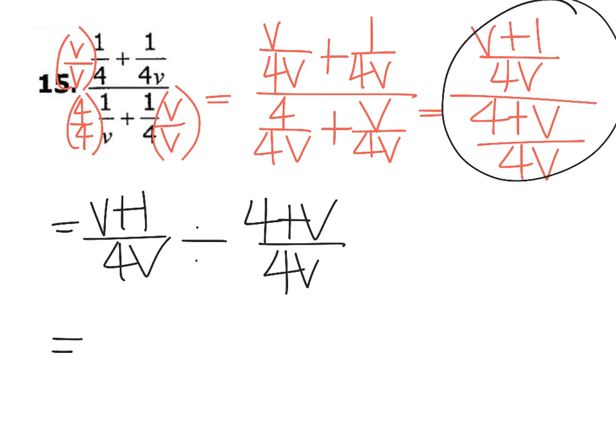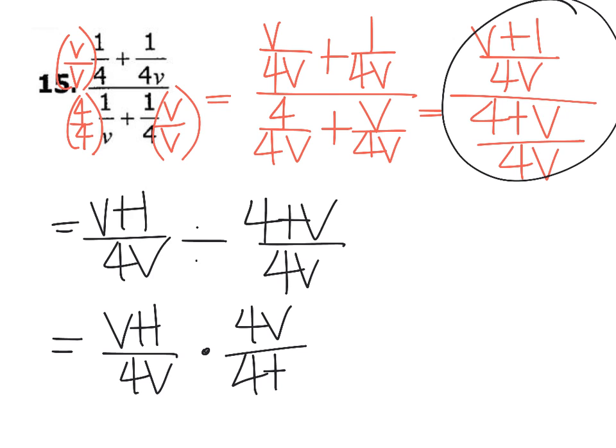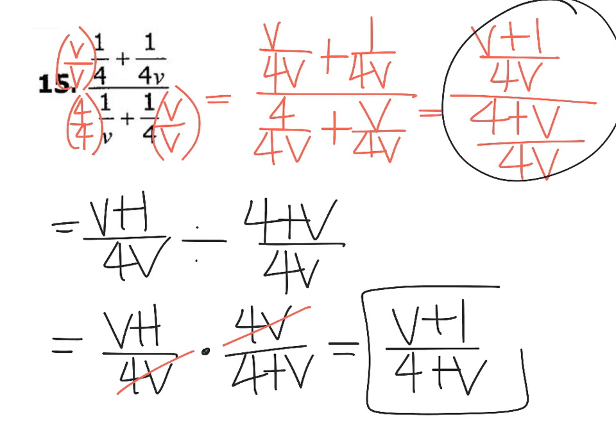Copy, change, multiply by the reciprocal. V plus 1 over 4v times 4v over 4 plus v. 4v and 4v will cancel out. And what you're left with is v plus 1 on top, 4 plus v on the bottom. And that's your final simplified answer.